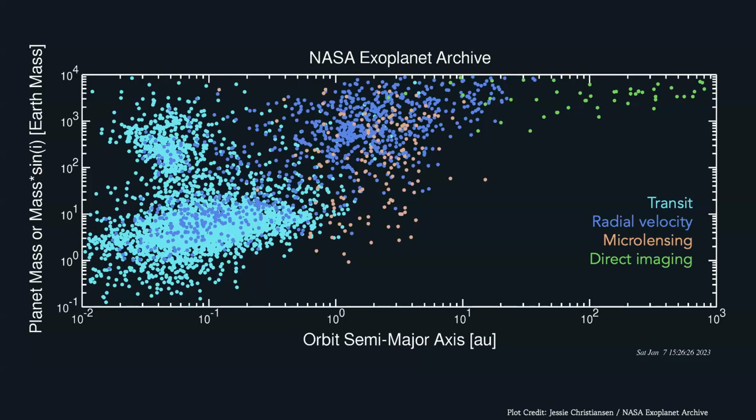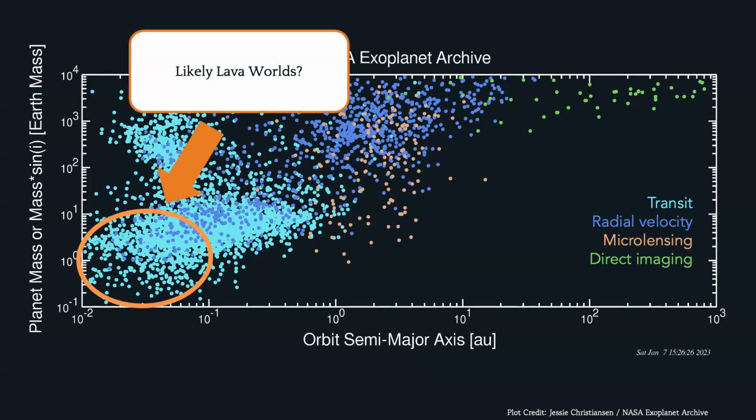So, from the planets that we've detected so far, we see a lot of different populations arising. And there's this population down here of these small planets that are close into their stars, and they are likely lava worlds. And so the question here is about what's going on with this population. What happens within their interiors? How do volatiles impact these planets?